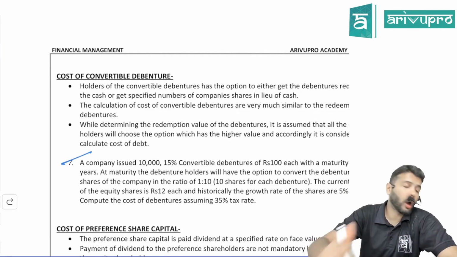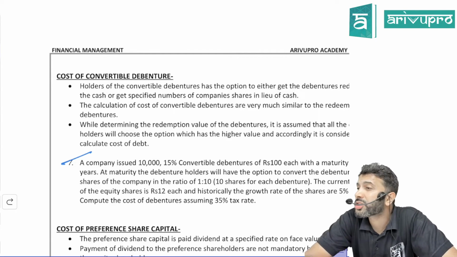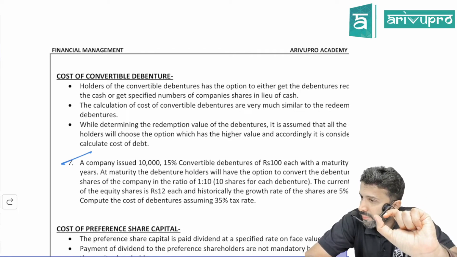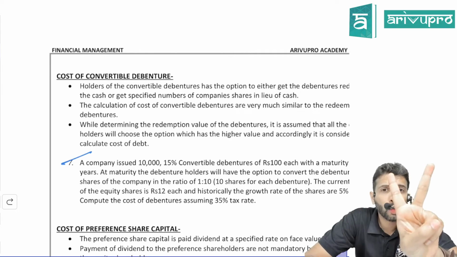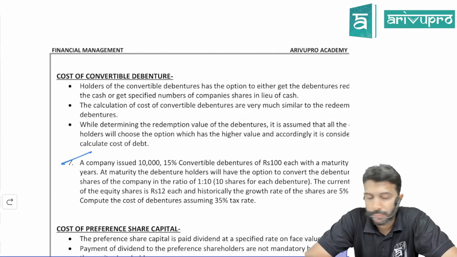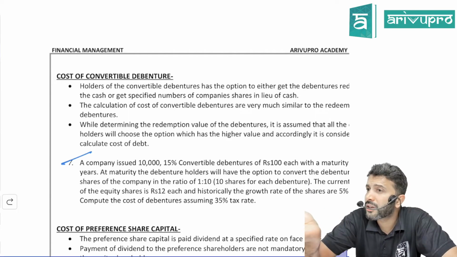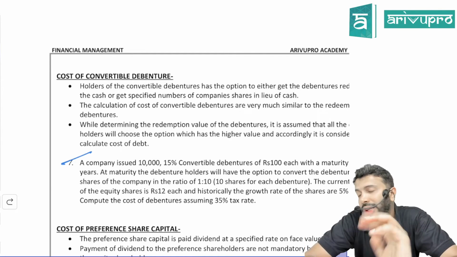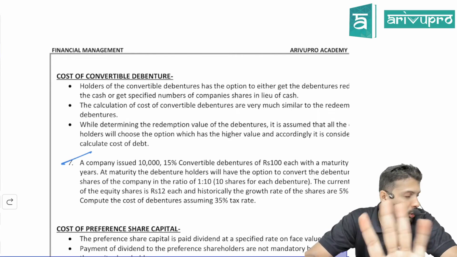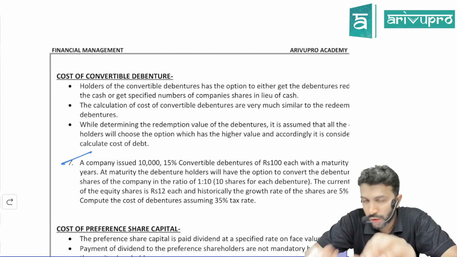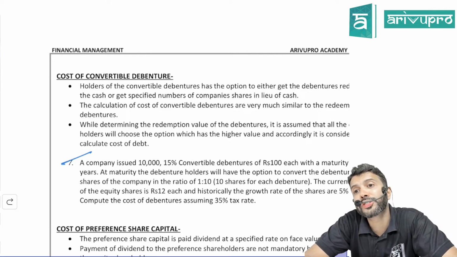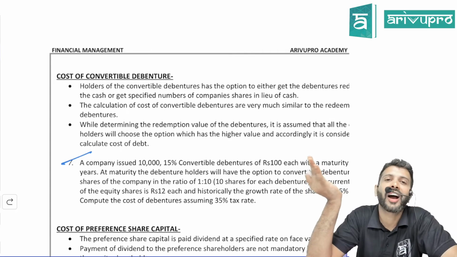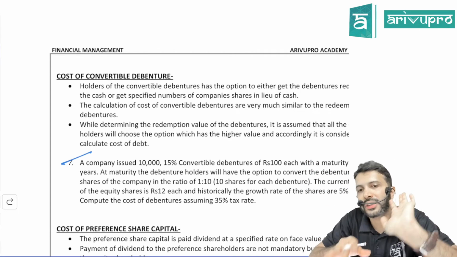Now, what do we take as redemption value? Because to calculate cost of debt, we need RV. Here, RV is fixed or are there 2 components? 2 components. Debenture holders may take the cash option or they may go for the equity option. What do you think it should be? Put yourself in the debenture holders' shoes. What would you have chosen? Cash value or share value, whichever is higher. That is what you need to take as RV. That's the whole concept.